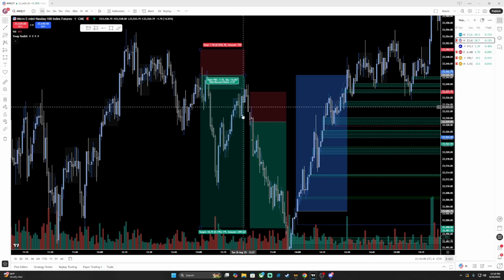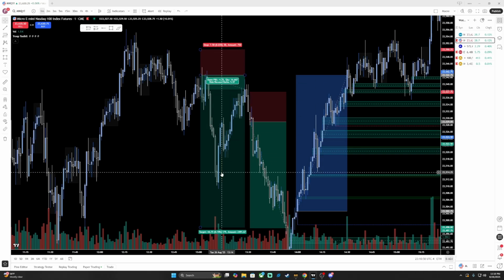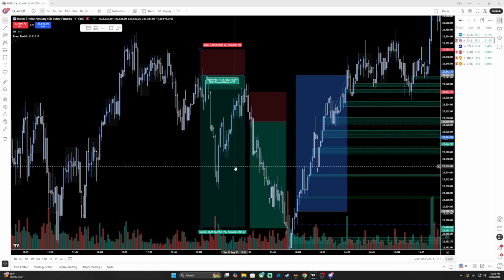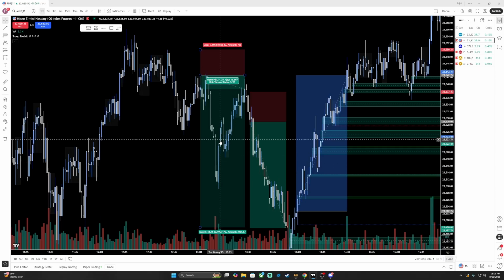Because, yeah, price ended up coming up. But honestly, if I was paying attention to the charts and looking at my computer screen at the time, I would have exited right here. This is the candlestick I would have exited on.